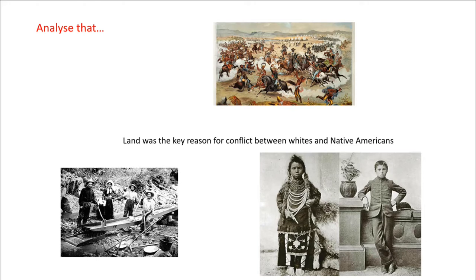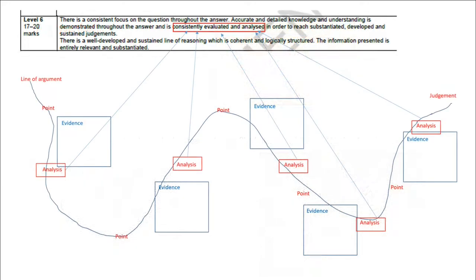So, yes, land was key. Of course it was. But maybe there was something sitting underneath the dispute about land which may have been a more primary cause of the conflict between whites and Native Americans. It's that type of analysis that I've just rehearsed there that is crucial to success in essay questions, because we know that the main drive of essays is argument and analysis, and how knowledge is being used to consistently evaluate and analyze, not describe. Knowledge is not being used to tell a story. Knowledge is being used to support an argument and some analysis.